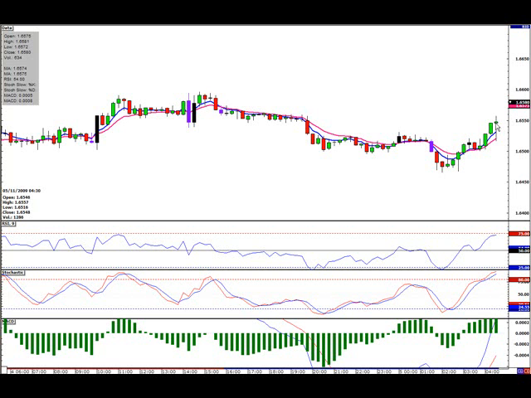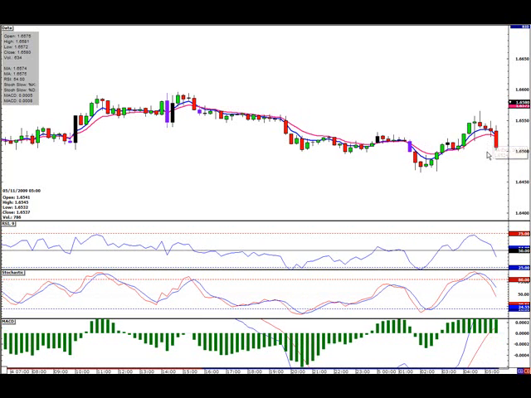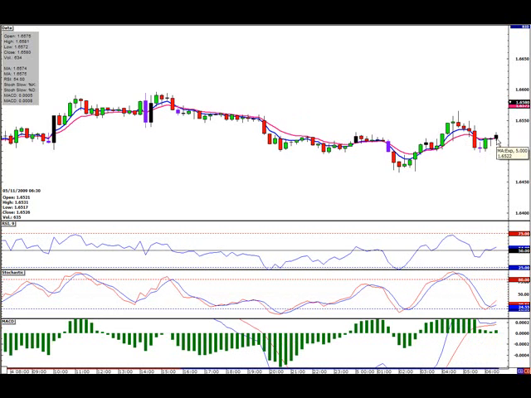Okay, here is our 4:30 candle. Remember, it's a news event. You can see a lot of volatility there. We continue to move forward.